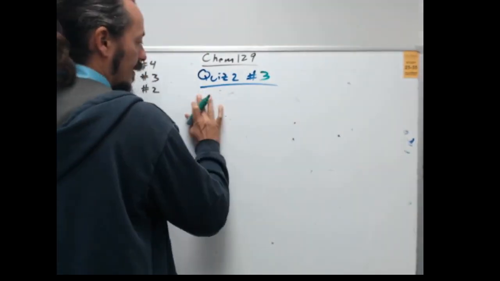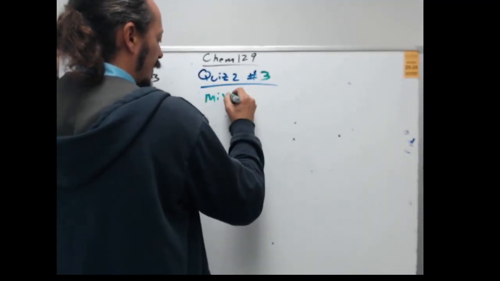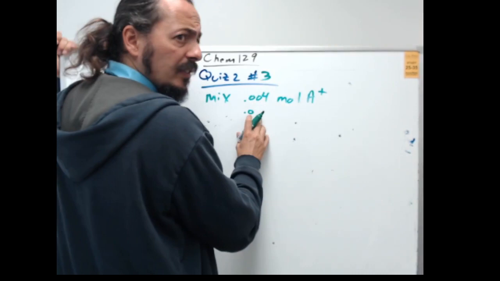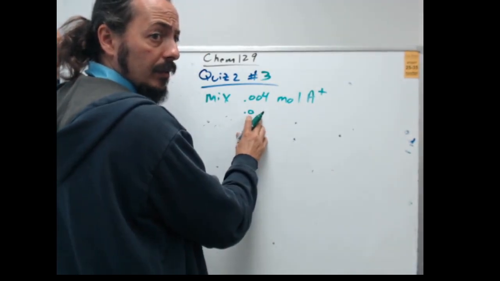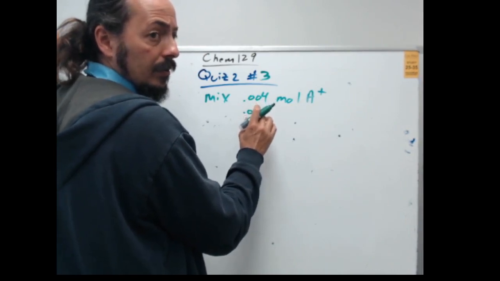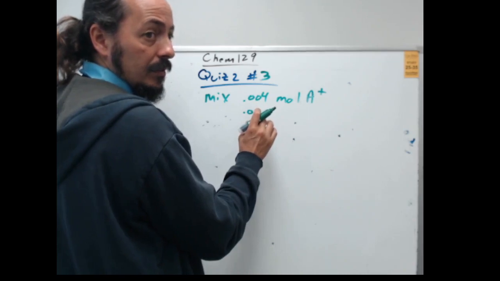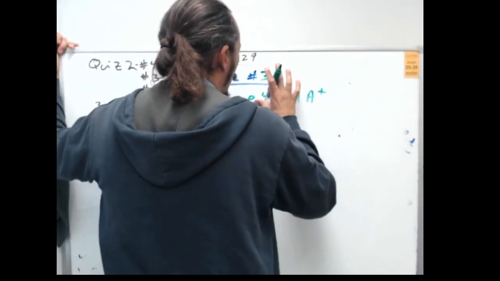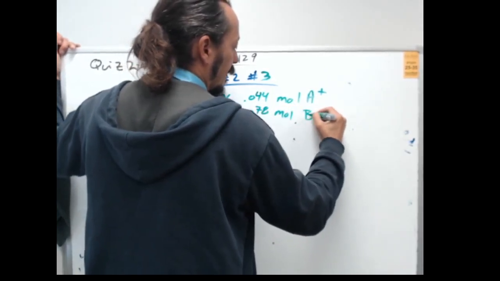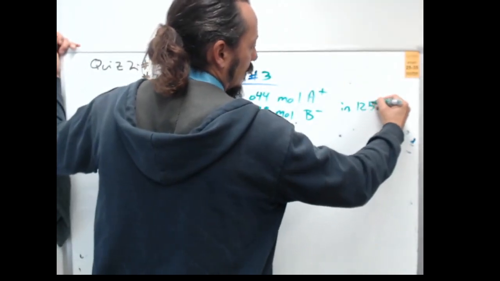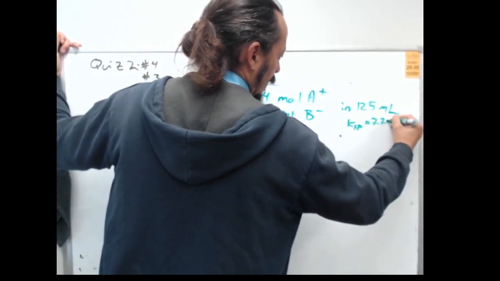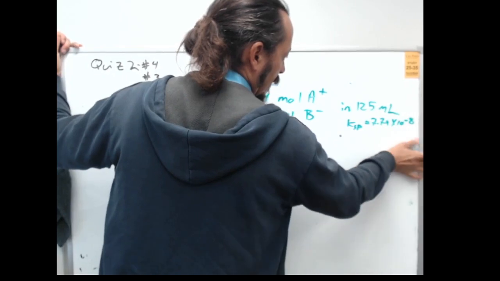Consider a solution that is made from mixing 0.044 moles of A plus and 0.078 moles of B minus in 125 milliliters of water. If the AB solid formed has KSP of 7.79 times 10 to the negative 8, what is the concentration of cations and anions in equilibrium using the excess small approximation?